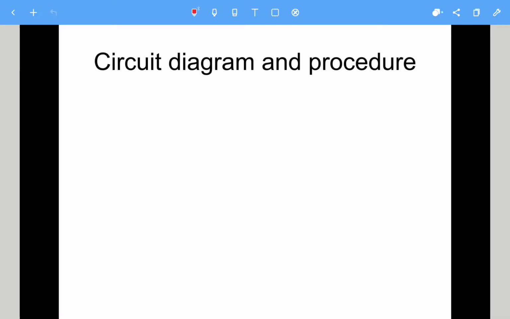So first of all, we're going to look at the circuit diagram and the procedure. I'll try to do this as neat as possible. First of all, we need a power supply. So power supply. And then we need a variable resistor. So it'll look something like this. And then we need to go into an ammeter in series because we need to be able to measure the current.